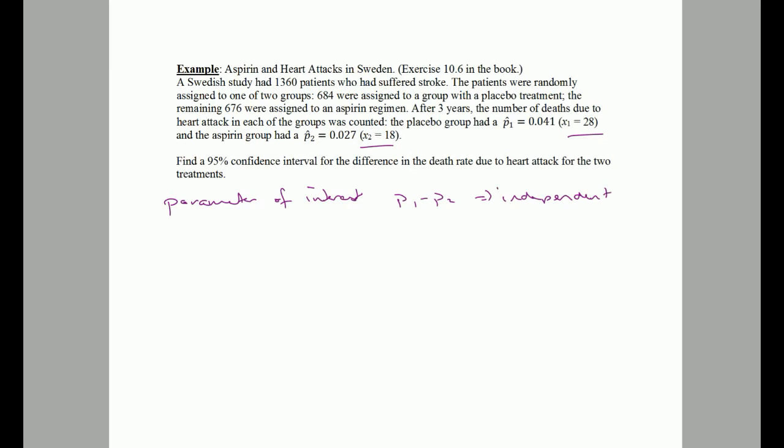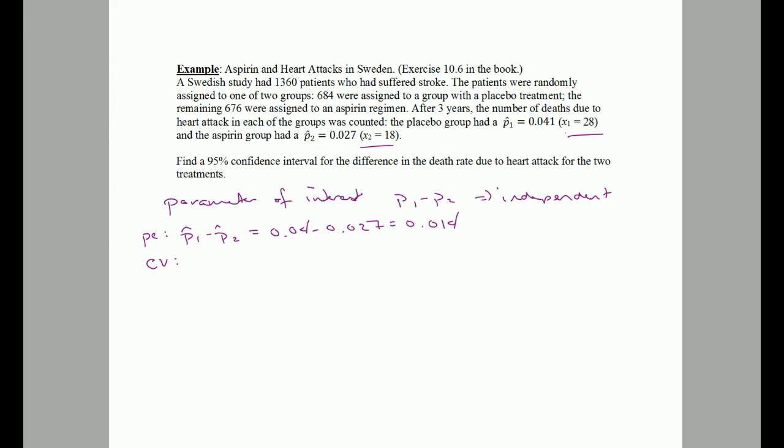So the point estimate, critical value, and standard error that we identified above work. So our point estimate is going to be P1 hat minus P2 hat, and they were kind enough to provide these for us, so we don't have to do that math. So it's going to be 0.041 minus 0.027, and that equals 0.014.